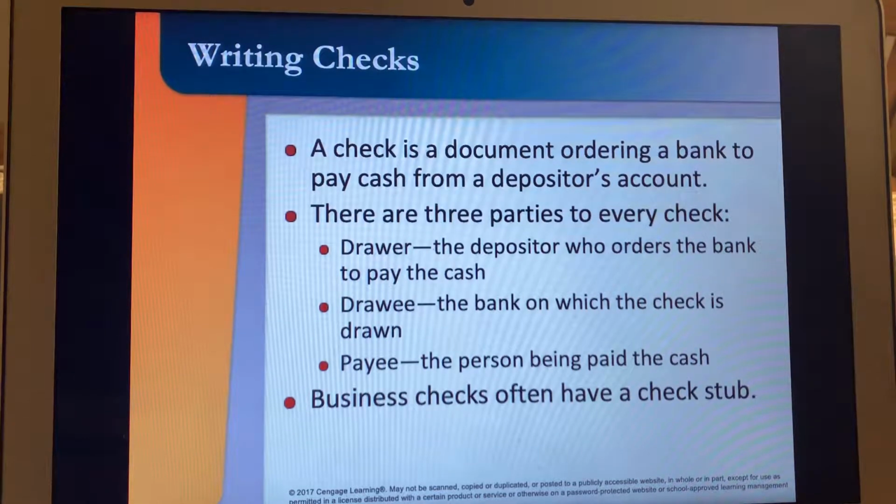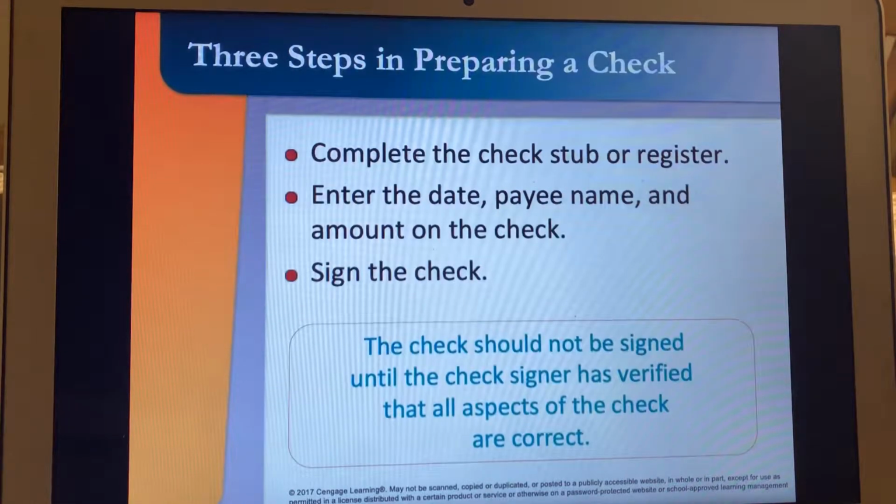Writing checks. A check is a document ordering a bank to pay cash from a depositor's account. There are 3 parties to every check: the drawer, the depositor who orders the bank to pay the cash; the drawee, the bank on which the check is drawn; and the payee, the person being paid the cash. Business checks often have a check stub. There are 3 steps in preparing a check: complete the check stub or register; enter the date, payee name, and amount on the check; and sign the check, which most of you already know how to do.